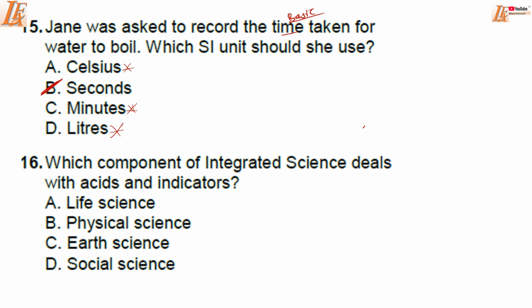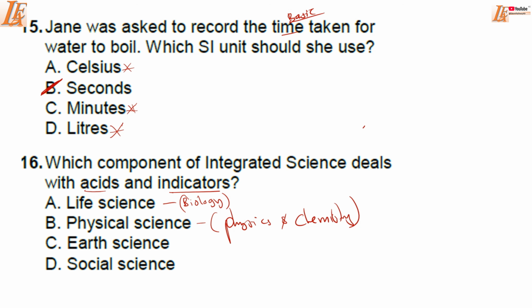Then question 16, which component of integrated science deals with acids and indicators? Remember, we have three main components of integrated science. The first one is life science, and in life science we deal with living things where we learn biology. Then the second component of integrated science is physical science, and in physical science we study subjects like physics and chemistry.